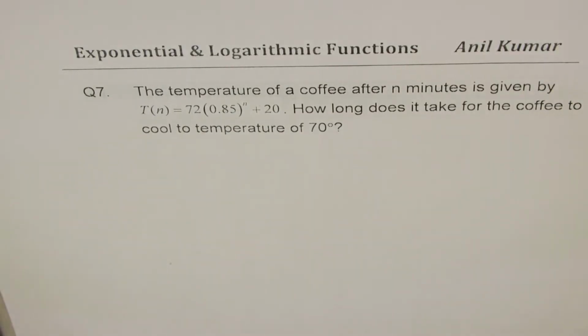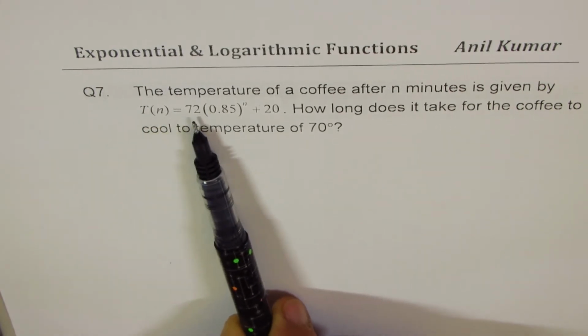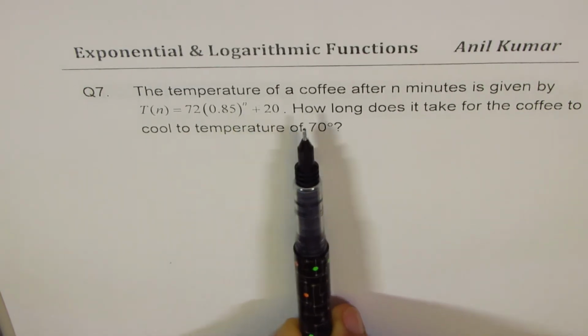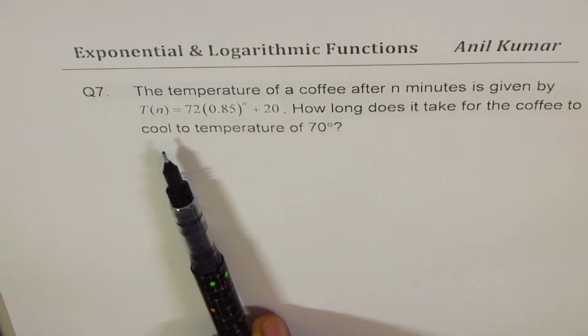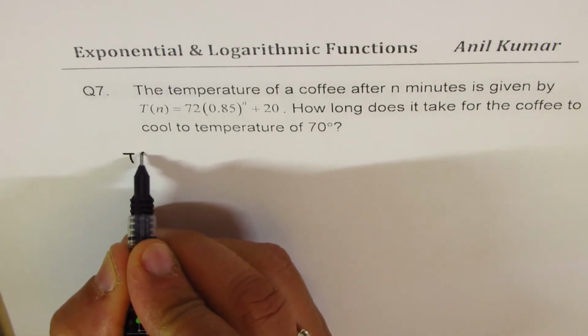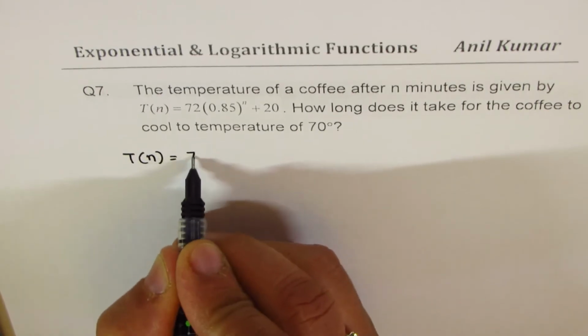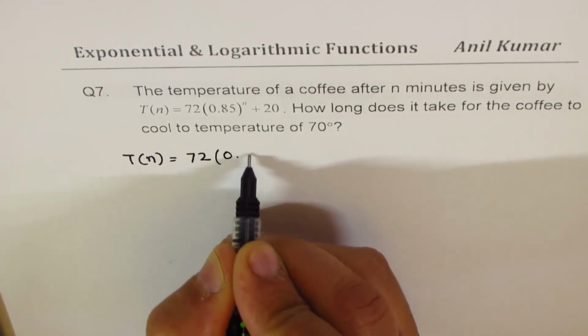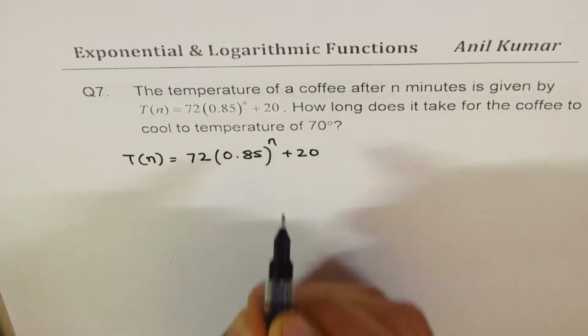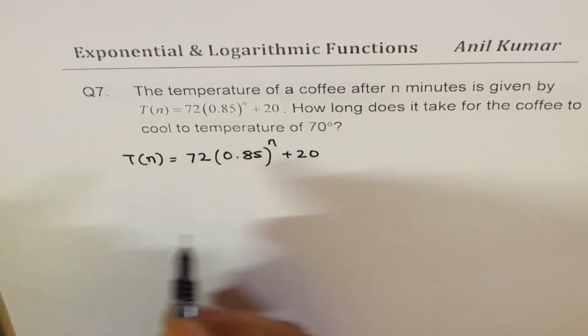Question number 7 here is, the temperature of coffee after n minutes is given by T of n equals 72 times 0.85 to the power of n plus 20. How long does it take for the coffee to cool to the temperature of 70 degrees? So the formula given to us is T of n equals 72 times 0.85 to the power of n plus 20. So we want the final temperature to be 70 degrees.